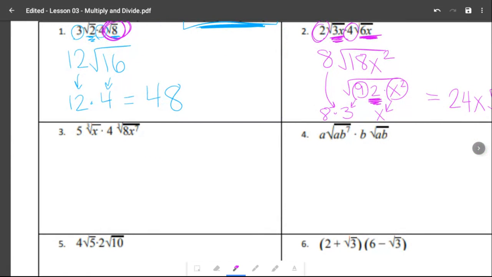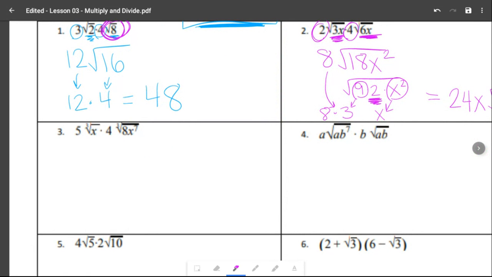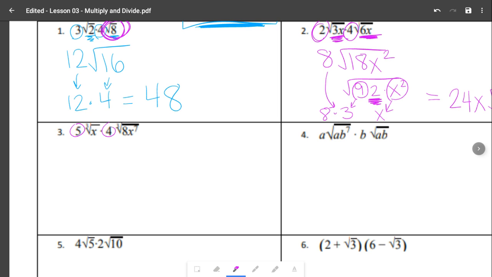Now, number 3 is cubed roots. It is going to work the exact same way as square roots. So why don't you press pause, give it a shot, and when you're ready, press play. All right, so outside, 5 times 4, we get 20. Inside the cubed root, x times 8x to the 7th is 8x to the 8th. Remember, when multiplying variables, you add the exponents. So 1 plus 7 is 8.